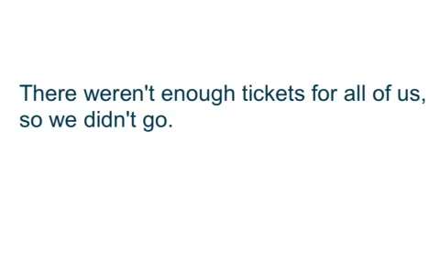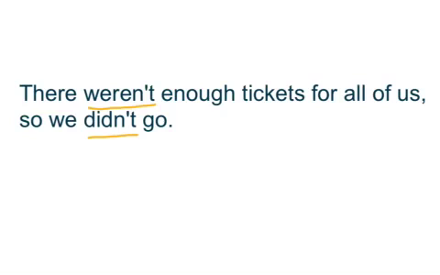Take a look at the sentence below and see if you can pick out which words were shortened into contractions. There weren't enough tickets for all of us, so we didn't go. There are two contractions in this sentence: weren't and didn't. A contraction is a word that's formed by joining two words together.